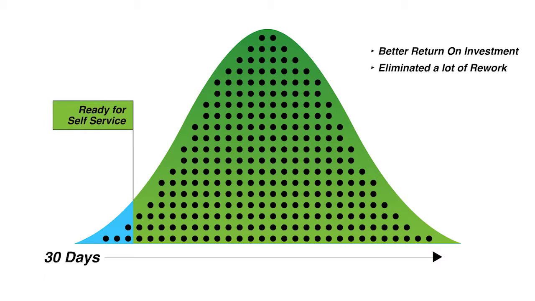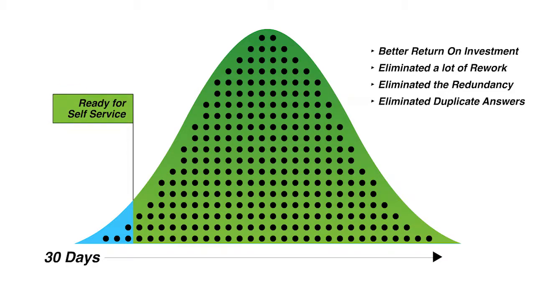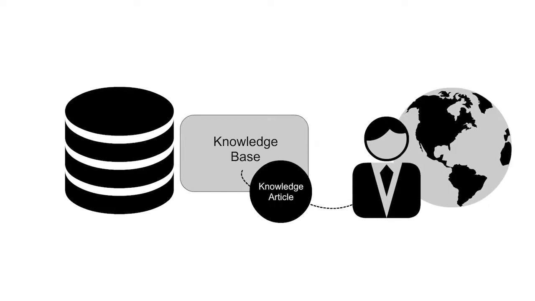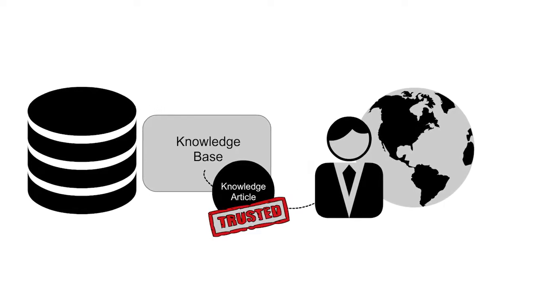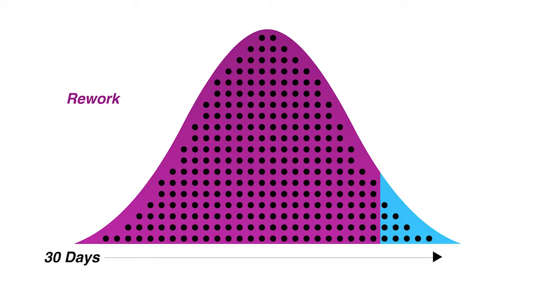We've eliminated a lot of the rework, and we've eliminated the redundancy that's occurred, the duplicate answers, and we've provided a way to get knowledge available to our end users or to our agents or any level group in the organization quickly, easily, with all of the controls that we need to have. KCS has really changed everything as it relates to knowledge. We get knowledge in the knowledge base right away, it's available to our customers very quickly, and the knowledge is trusted. From an efficiency perspective, the support center works faster, our end users have less downtime, and all of that rework of solving the same issue over and over and over again is then eliminated.